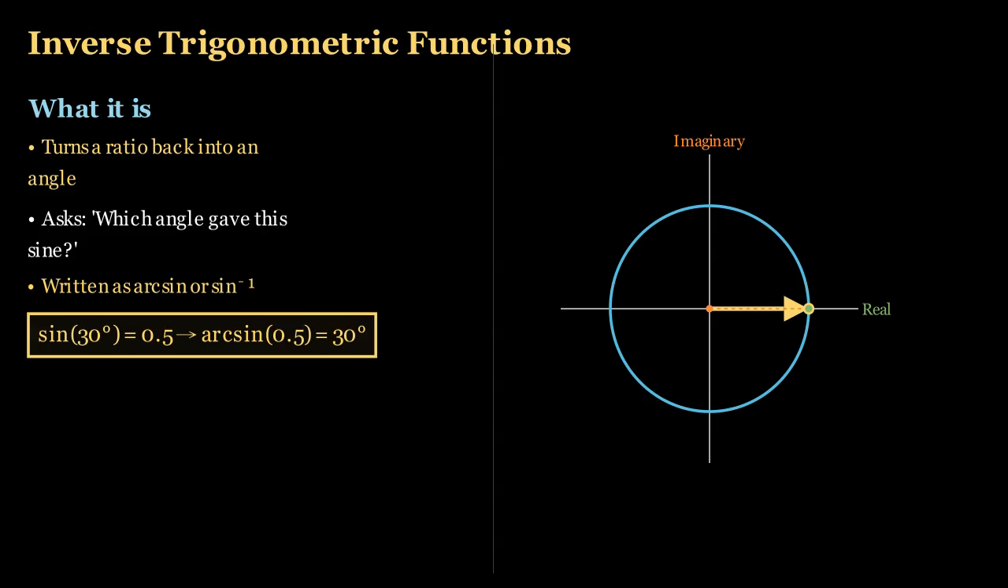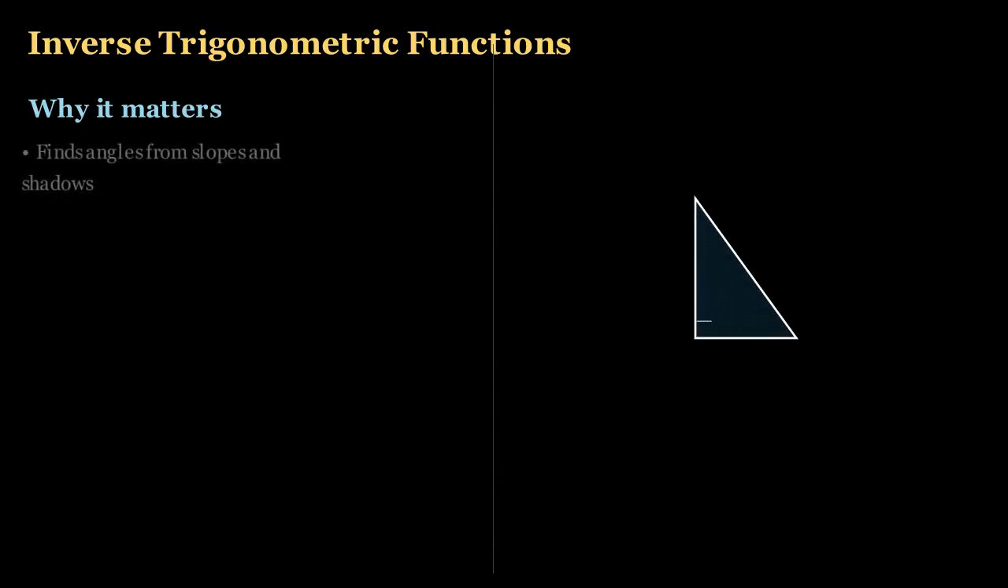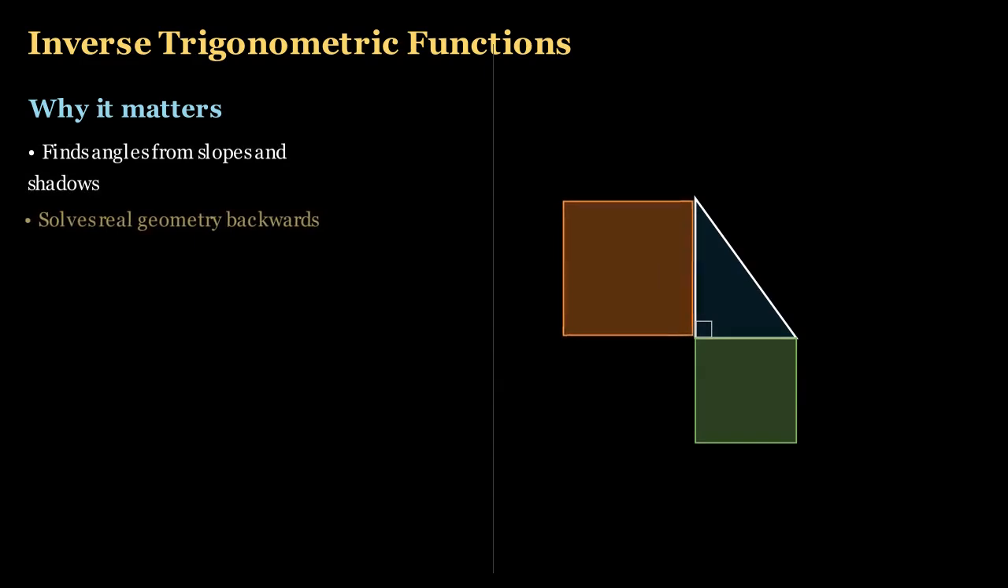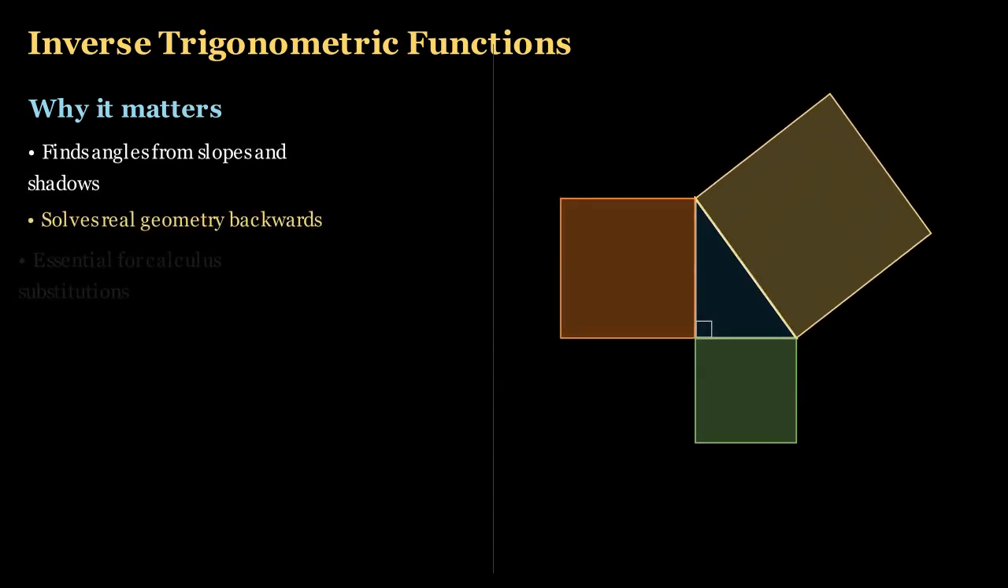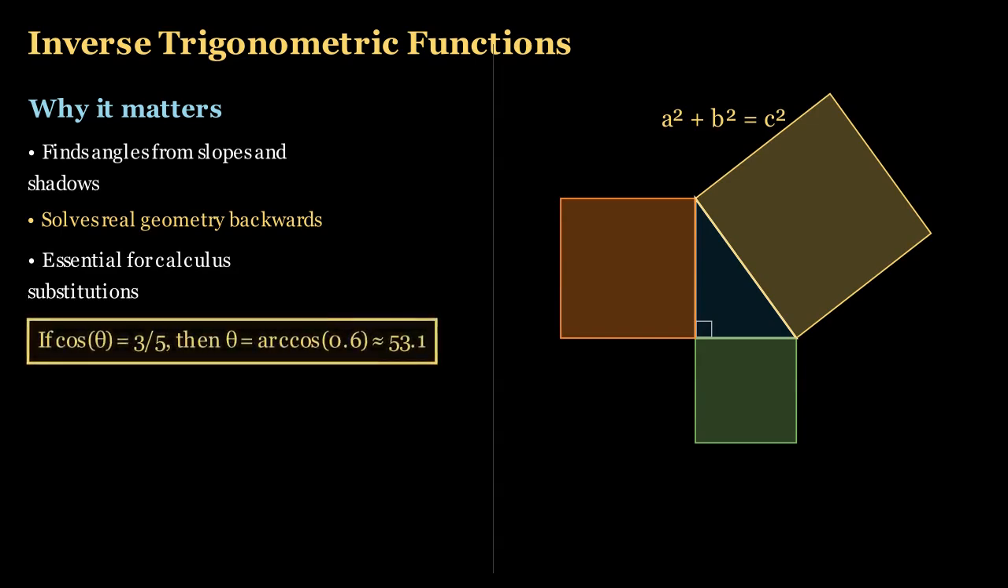In real problems, you often know the sides but need the angle. A ladder leaning against a wall makes a shadow on the ground. You can measure the shadow and the ladder's length, giving you the cosine of the angle. To find the angle itself, you need the inverse cosine. In calculus, when you see something like the square root of 1 minus x squared, a clever substitution is to let x equal sine theta. Then you need inverse sine to switch back to theta. Inverse trig functions are the bridge from ratios back to angles, and without them, you can't solve for the angle in geometry, physics, or advanced integration.